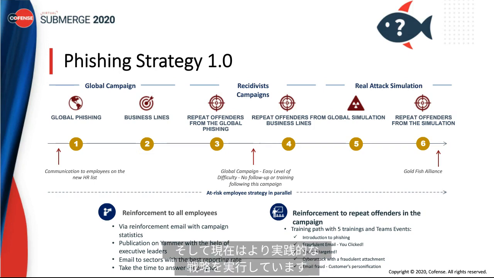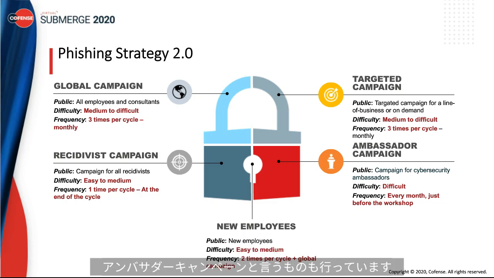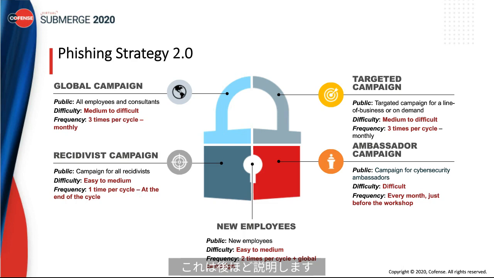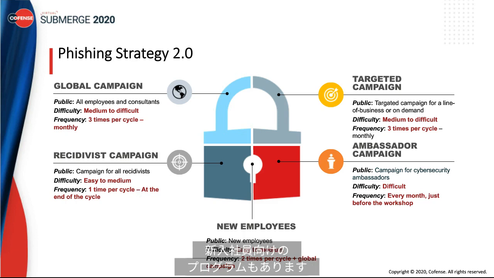And now we have a more operational strategy. This has been our strategy for more than 1 year now. We have a global campaign every month to all the bank, and a targeted campaign to a specific sector, to a specific business line. We also have an ambassador campaign. I will explain afterwards what our ambassador program is. We also have a recidivist campaign every quarter and a specific phishing program for our new employees.